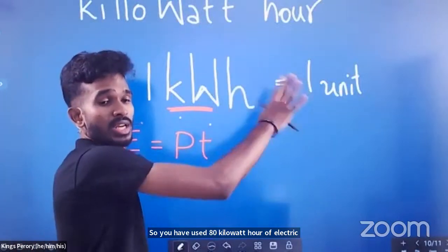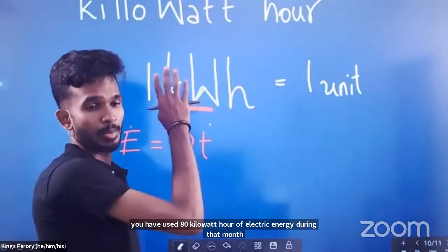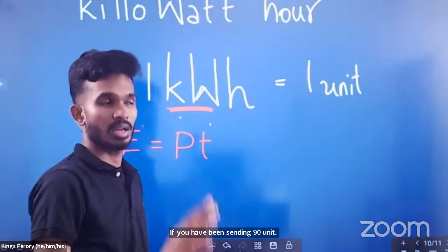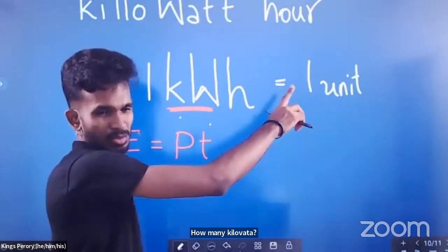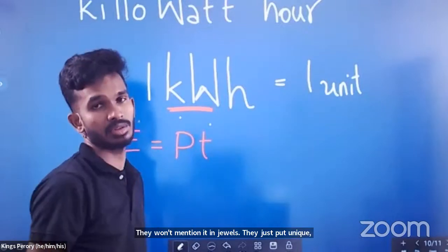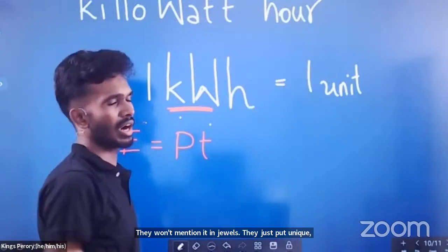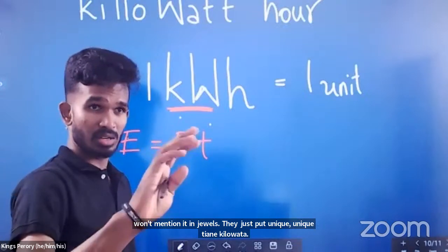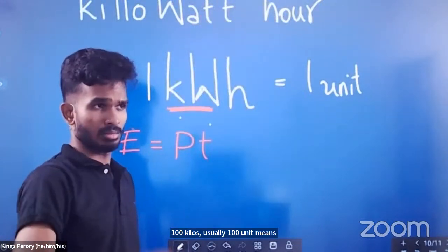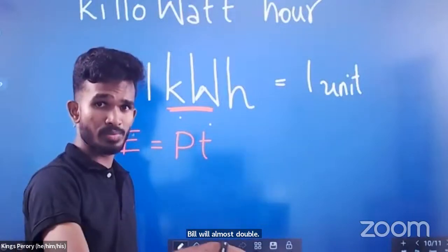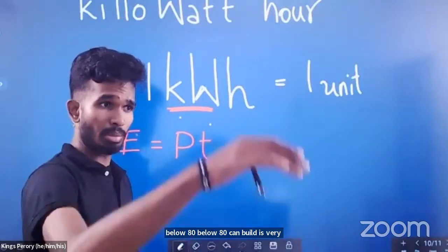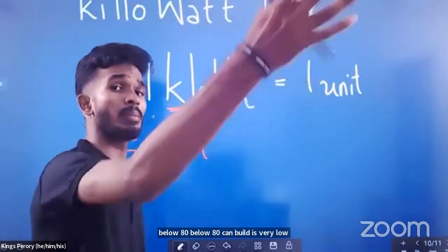If your bill is mentioning 90 units, how many kilowatt hours? 90 kilowatt hours. They won't mention it in joules. They just put unit, which means kilowatt hour. Usually 100 units means the bill will almost double. Below 80 the bill is very low. Once you pass 90, the bill will be double.